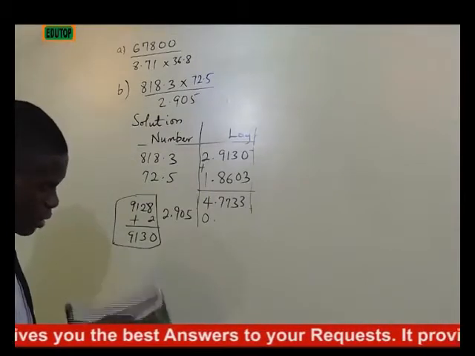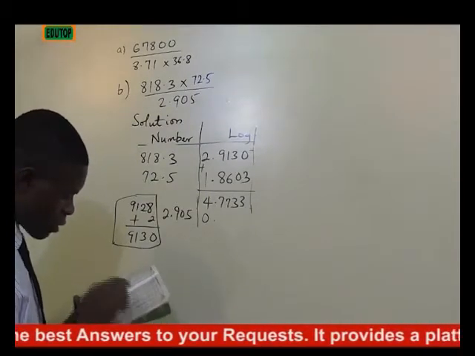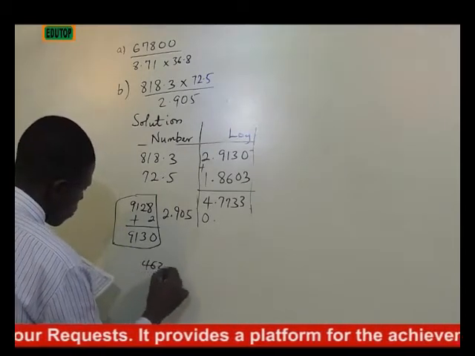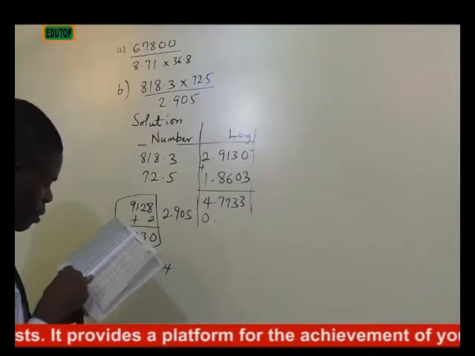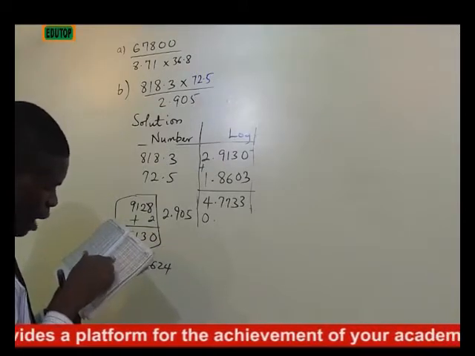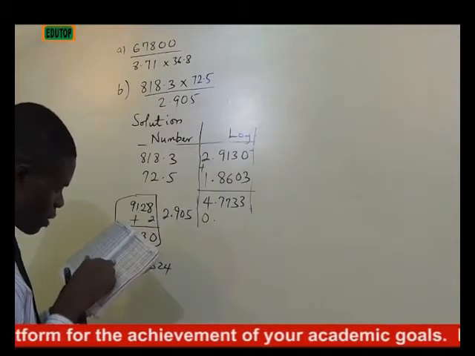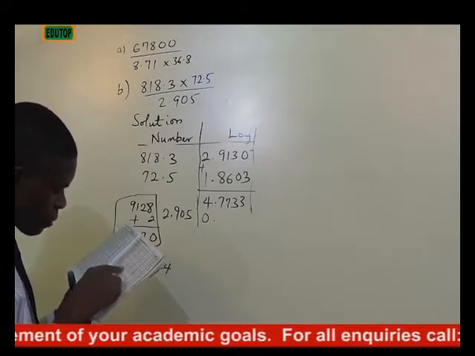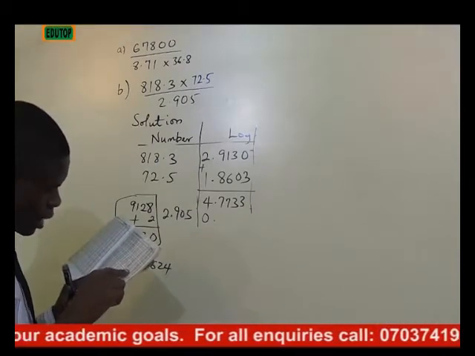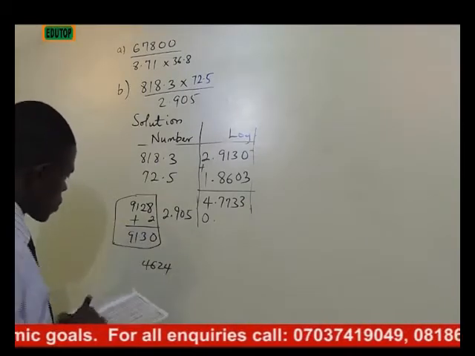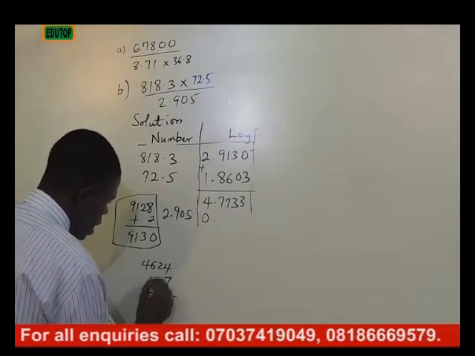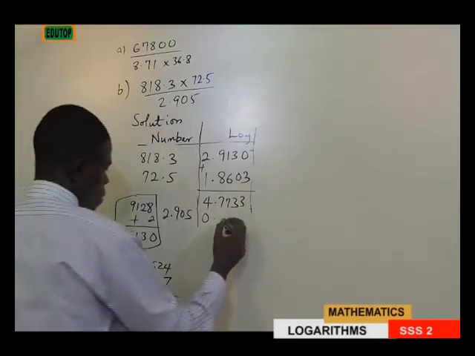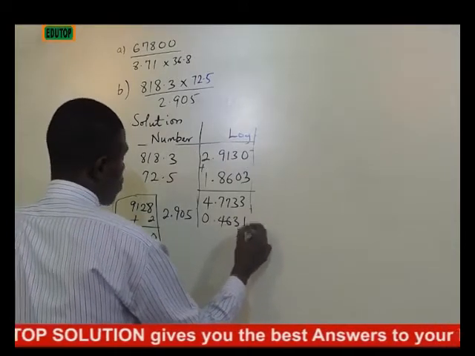29 under 0, which is 4624, and difference of 5. That is 7, so we add 7 to this. Then that will be 1, 3, 6, 4. So we have 4, 6, 3, 1.